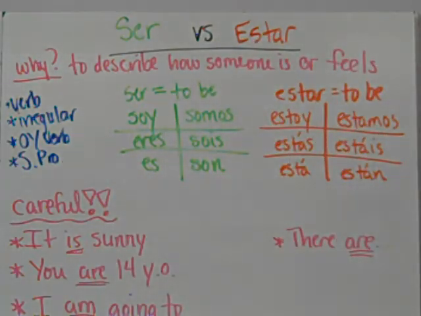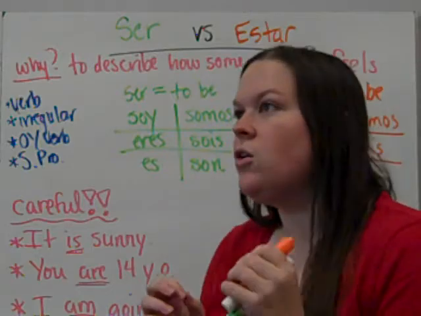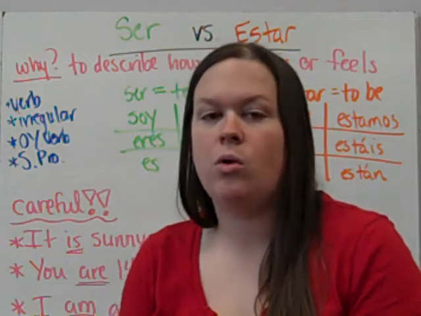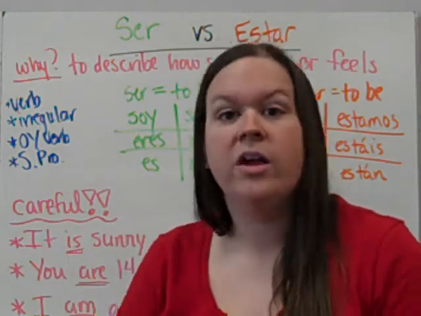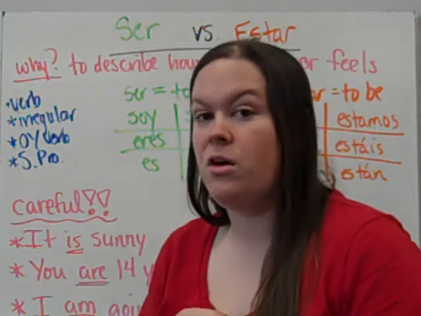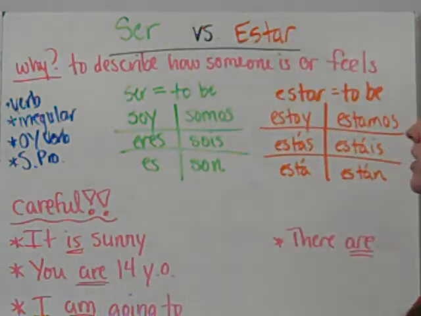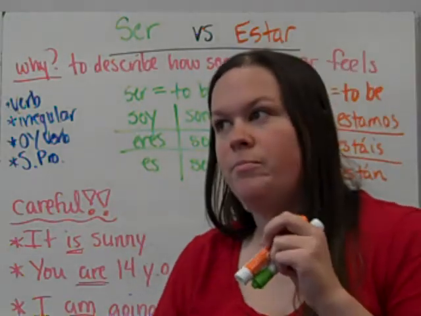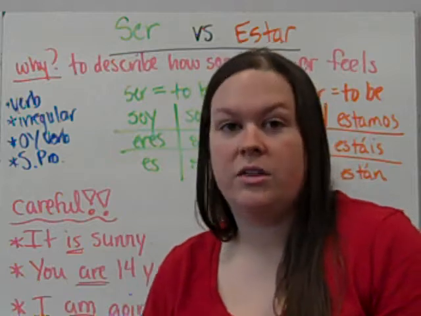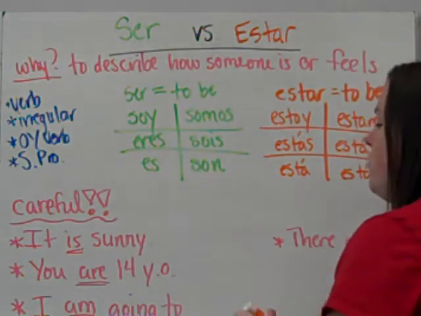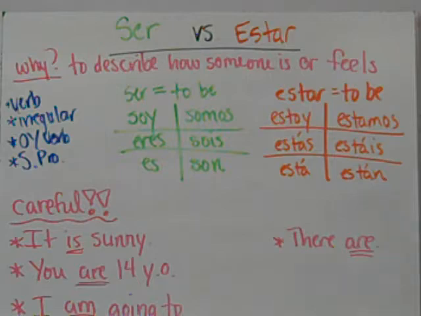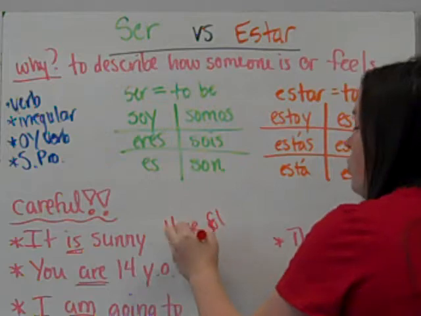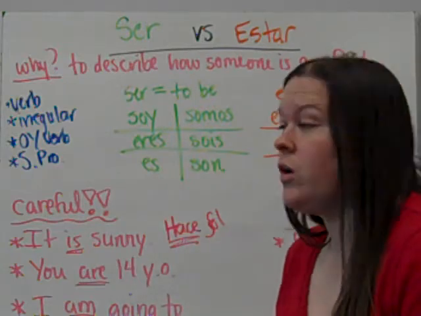A quick note: just because you see or hear the word am, are, is, something like that, it does not mean you automatically take ser or estar and plug it in there. Here are a couple examples of when not to use ser or estar. It is sunny. Weather things like hot, cold, sunny, it's actually the verb hacer. So hace sol. It's not the verb ser or estar.